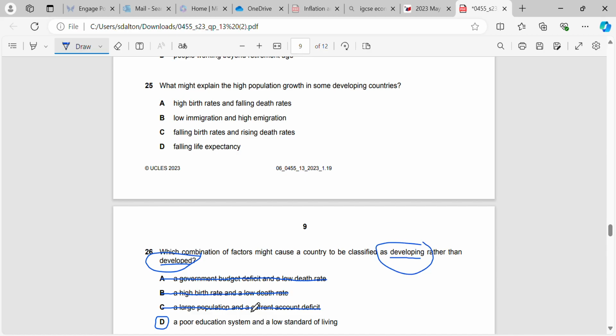For all the others, they might all exist in both a developing and a developed economy, for A, for B and for C in certain circumstances. But for D, that would only apply to a developing economy. Because in order to become developed, they would have to have a decent to high quality education system and a good standard of living.